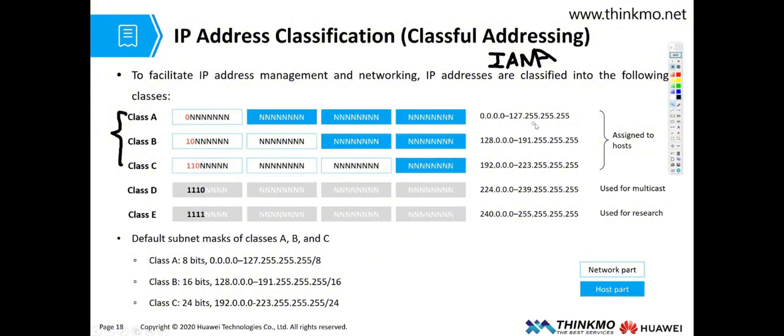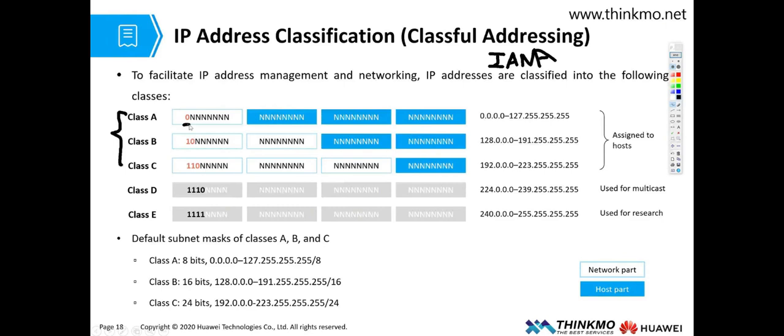Among these A, B, and C types of addresses, one of the ranges is from 0.0.0.0 to 127.255.255.255. The B class is from 128.0.0.0 to 191.255.255.255. And the C class addresses range from 192.0.0.0 to 223.255.255.255.